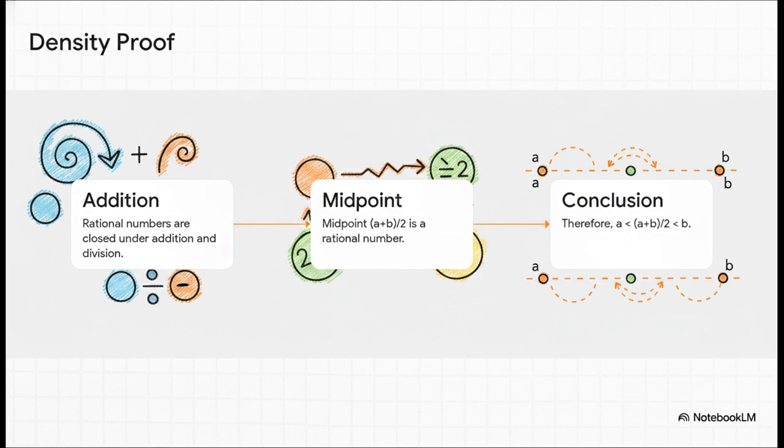So if we take two numbers, let's call them a and b, their midpoint, which is just (a + b) divided by 2, has to be rational too. That means this new midpoint sits perfectly right between them. So a is less than the midpoint, and the midpoint is less than b. And because we can repeat this exact same process forever with the new midpoints, boom, we've just proven infinite density.